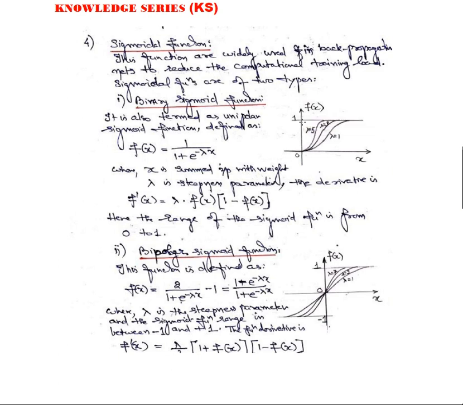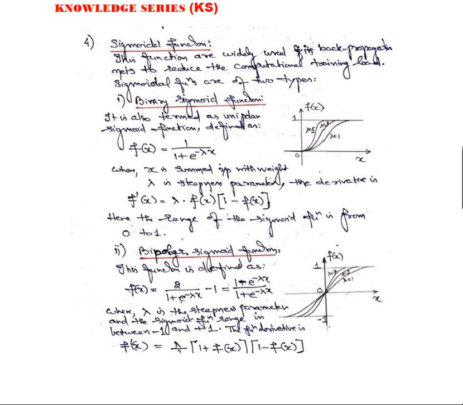Binary is 0 and 1, and under the binary sigmoidal, when we represent this function between x and f of x, it is represented as f of x is equal to 1 upon 1 plus e to the power of minus lambda x, an exponential function, where x is the summed input and lambda is the steepness parameter. That's how we are able to produce the output. The range of a sigmoidal function is between 0 and 1, just like fuzzy conditions.